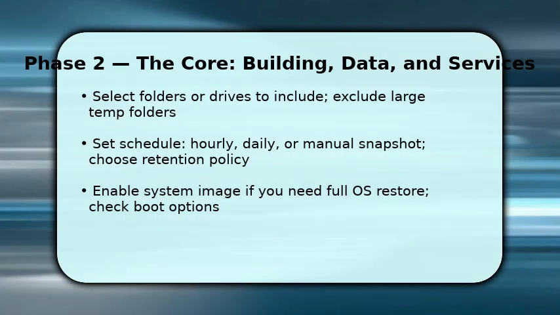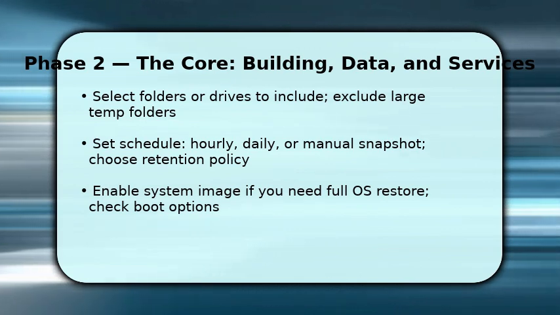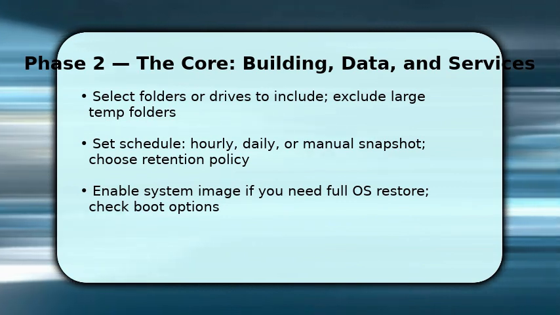You now configure details. Open File History or Backup and Restore and select the folders and libraries to save. If you need a full OS restore, enable System Image and include System Reserved partitions. Set a schedule, daily is typical, and a retention policy so older versions are purged automatically.